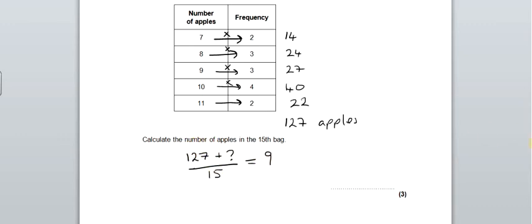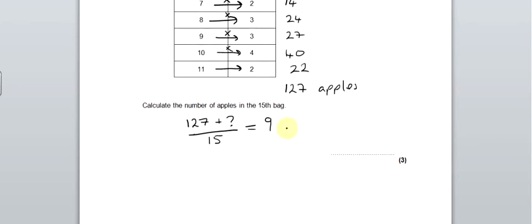So all we've got to do is do this backwards. This is an equation. So I'm going to start with the 9, and I'm going to multiply it by 15. 9 times 15. So 10 times 15 is 150. So this is going to be 135. And then I'm going to do 135, and I'm going to subtract the 127, which leaves me with 8. So that's the number of apples in the 15th bag, 8 apples.